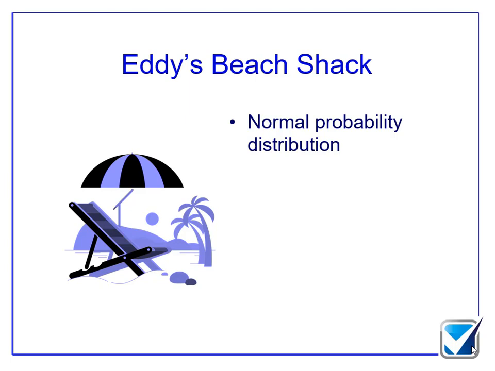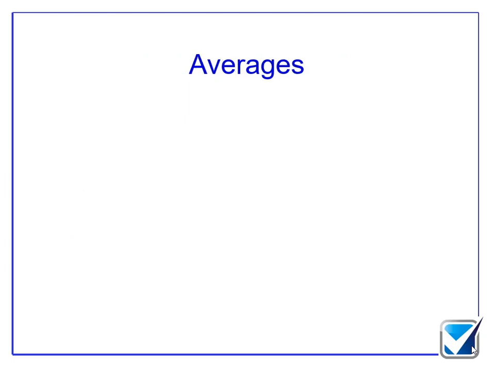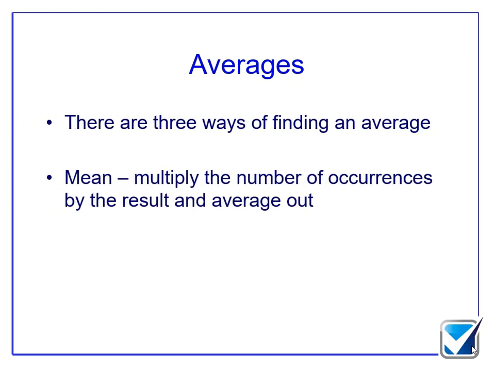So what we're going to do to start with is have a look at some averages, and then we're going to start getting into how the normal probability distribution curve works and what it's trying to tell me when you see this type of curve. To start with, we've got three different types of averages.